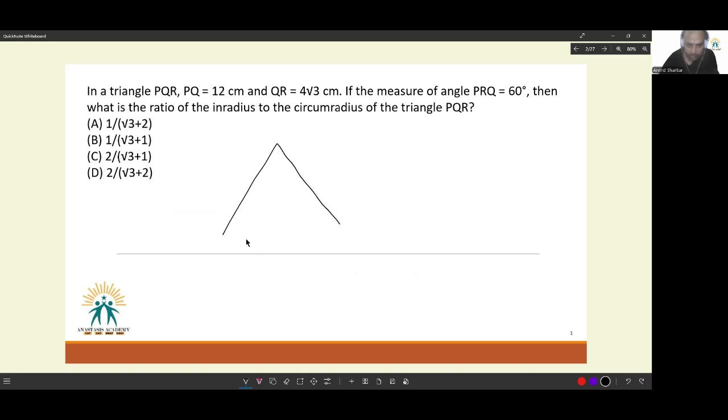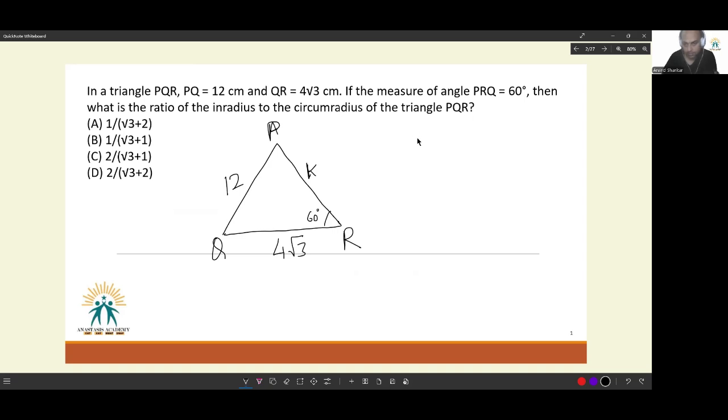Let's say this is the triangle. This is the basic formulation you see. Sorry, P and Q and R. Now PQ is given as 12, QR is given as 4 root 3, and this angle here is given as 60 degrees. We can figure out the length of this side using the law of cosines.